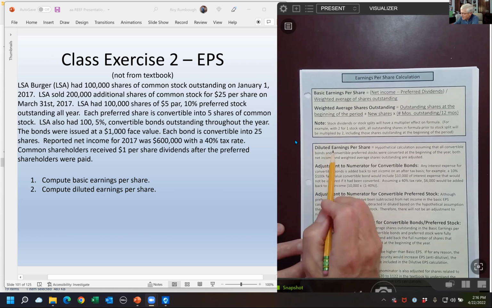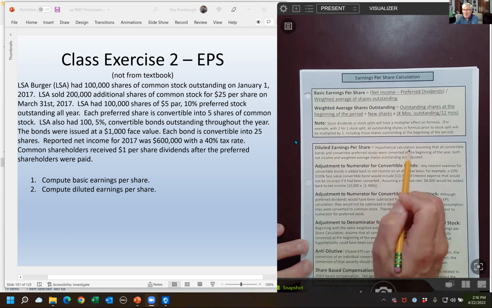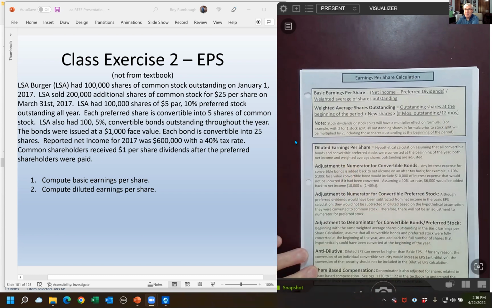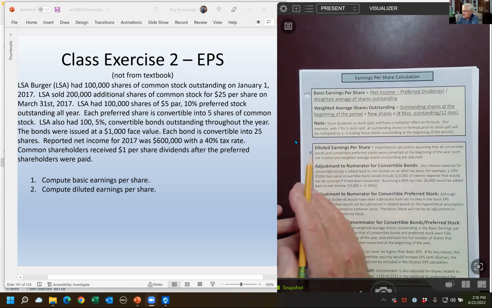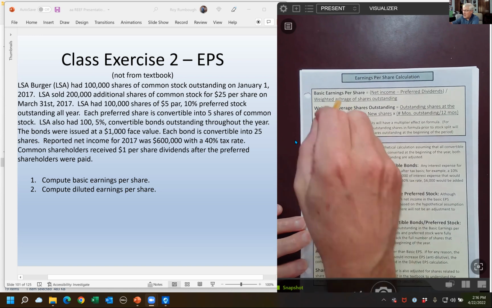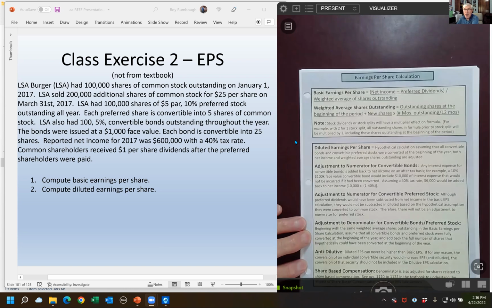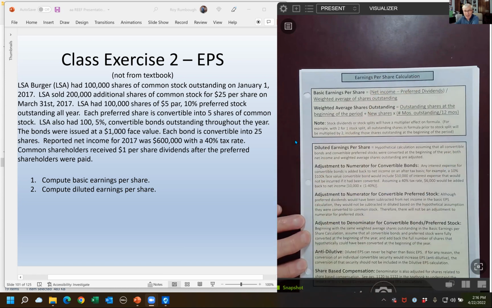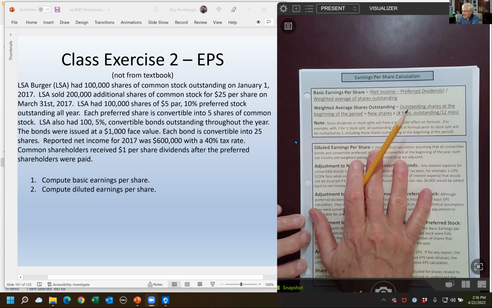Diluted earnings per share, note, is a hypothetical calculation. Here is what has really actually happened. Here is all hypothetical. Why would we ever use hypothetical in accounting? Because there are a lot of shares out there in the shadows that could become real shares, and that could surprise people who are relying on the basic earnings per share. So we hypothetically take everything that could be converted into common shares and we convert it. And that has some impact.